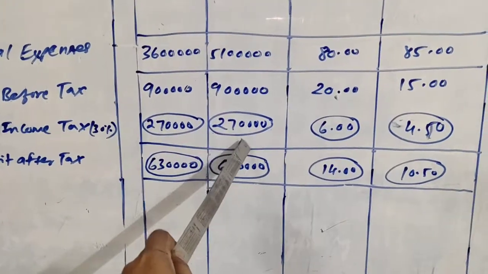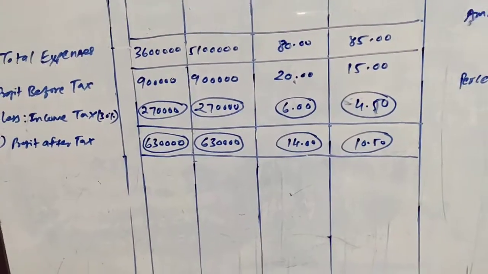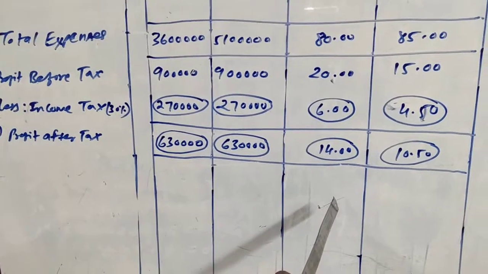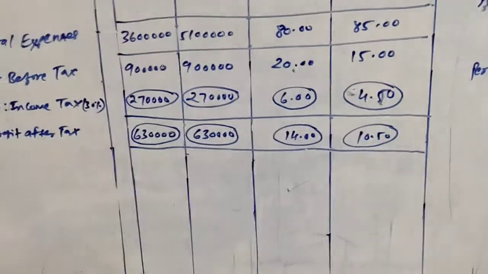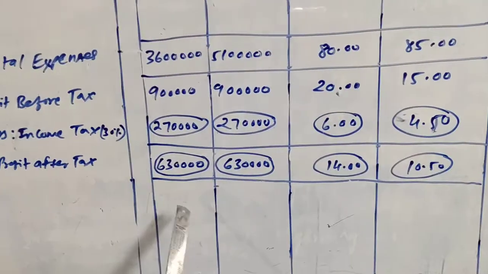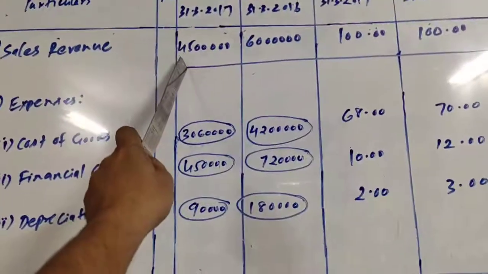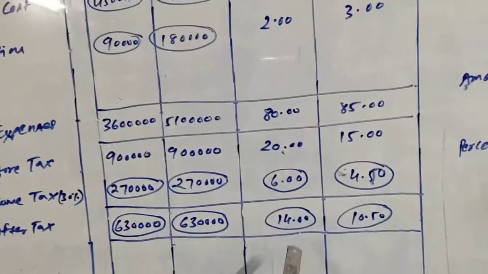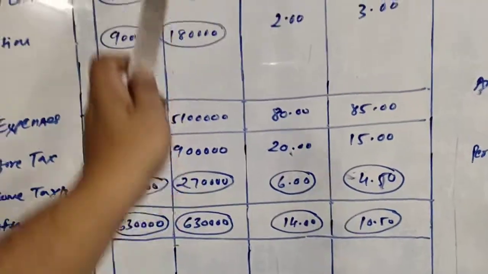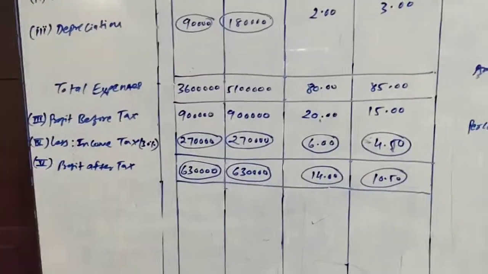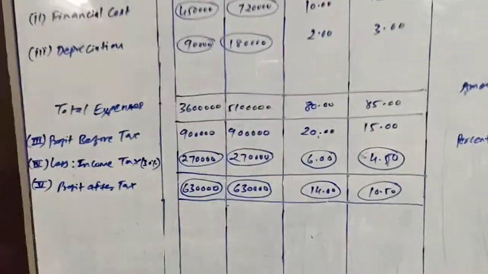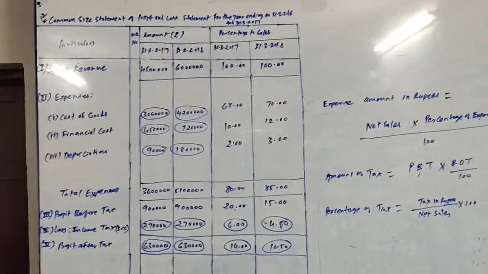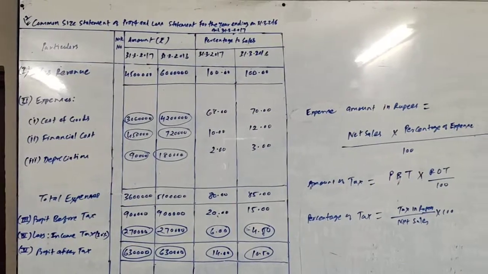Here 9 lakh minus 2,70,000 is 6,30,000. And when we want to find the percentage of net profit after tax, it will be 14% and 10.5% respectively. This 14% will come as 6,30,000 divided by 45 lakh into 100, and 6,30,000 divided by 60 lakh into 100 will give us 10.5%. So friends, this is how the balancing figures are calculated, right? So this was our sum number 12. In next lecture we will be doing sum number 13.